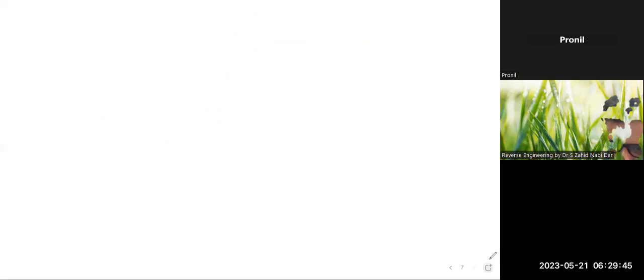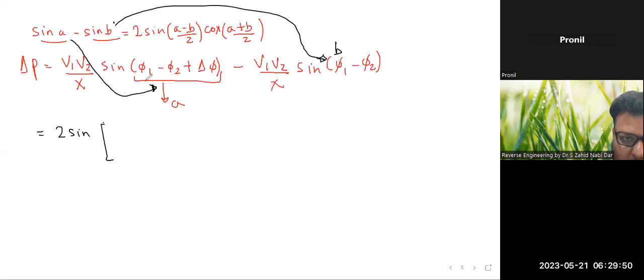No issue. So, sir, basically, is that P minus delta P error, right? Yeah. So this value is A. This is B. So you do it. Now it would be 2 sine. A value is phi 1 minus phi 2 plus delta.